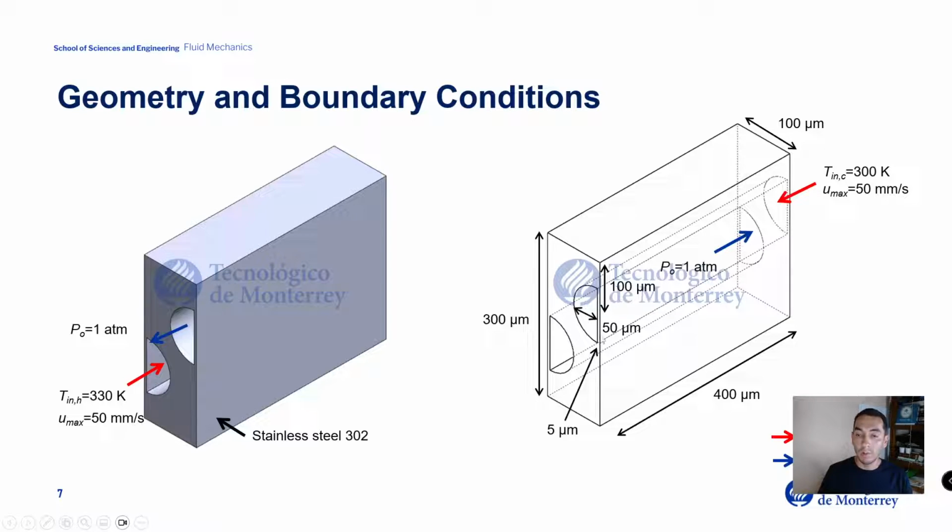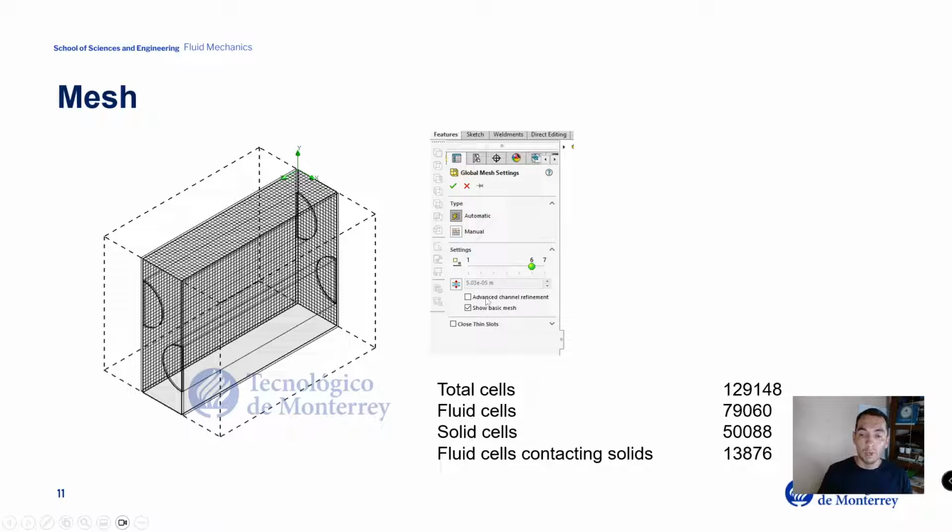The diameter of every pipe is going to be 50 micrometers, and the distance from the center of the circles or the cylinders to the top side is going to be 100 micrometers. The outlet boundary conditions are going to be specified as atmospheric pressure. Okay, as I told you before, the stainless steel is going to be the material that is surrounding these pipes.